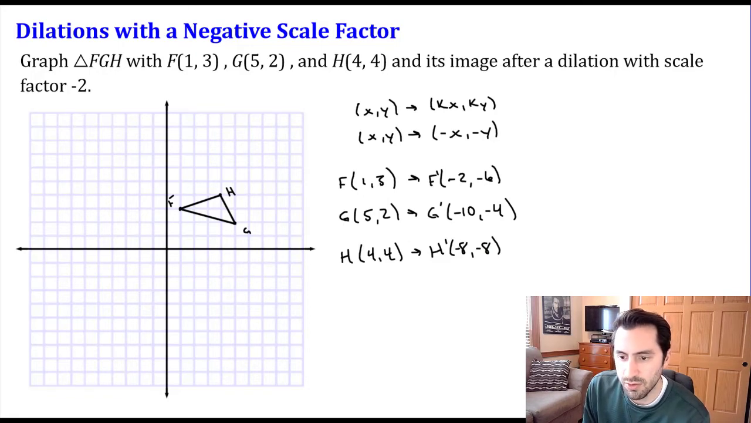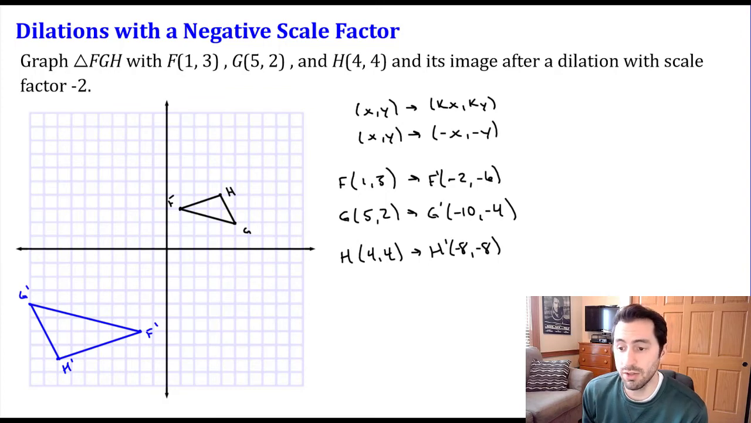So negative 2, then 1, 2, 3, 4, 5, and 6. So here's F prime. G prime is negative 10 and negative 4: 1, 2, 3, 4. That's G prime. And for H, we're at negative 8, which is over here, and that's H prime. So let me connect these together. So here's our image, F prime, G prime, H prime. And as we can see, it does fit what we talked about.